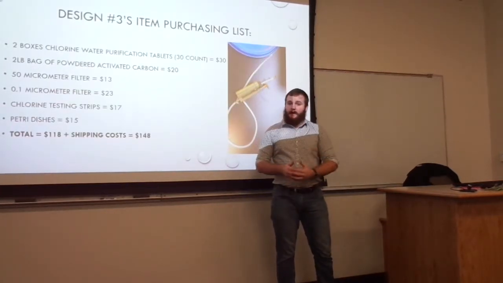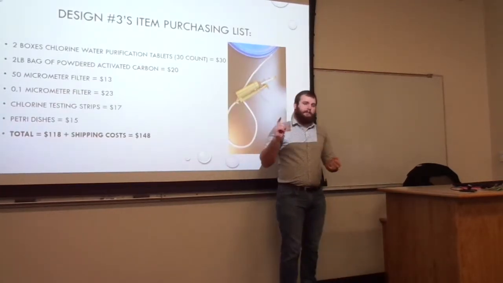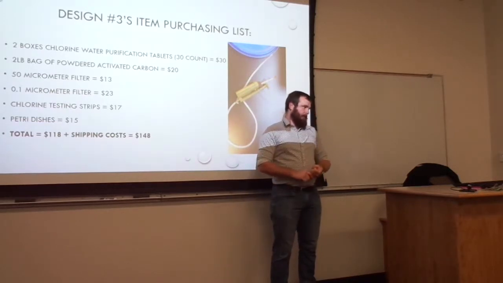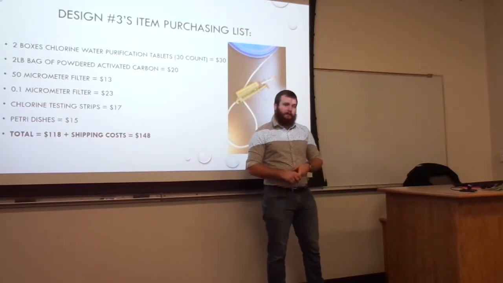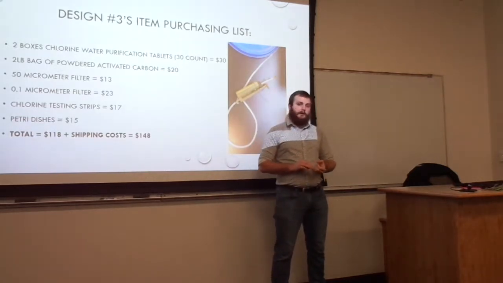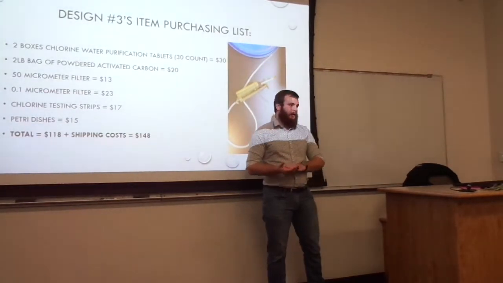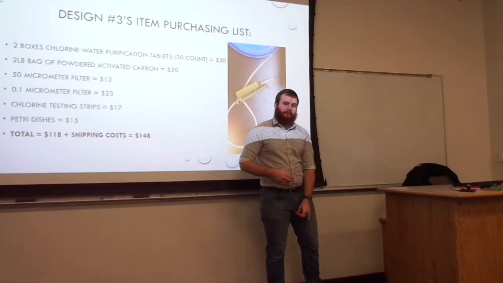Purchase list from design number 3. We started out with 2 boxes of chlorine water purification tablets, 2 pounds of PAC, a 50 micrometer filter, a 0.1 micrometer filter, and chlorine testing strips and petri dishes. This totals to about $148.